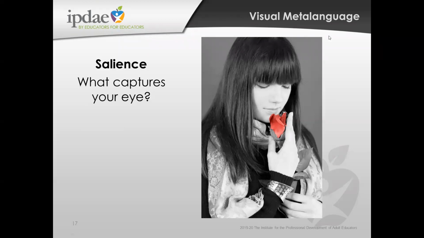And so at this point, what everyone is seeing is definitely that rose, and the fact that it's red, that red rose. And this photographer knew what he or she was doing, because that's the first thing you see. You don't see the eyes closed. You don't see that hint of a smile initially. Initially, your eye gets drawn to the red rose. And that's really all salience is.